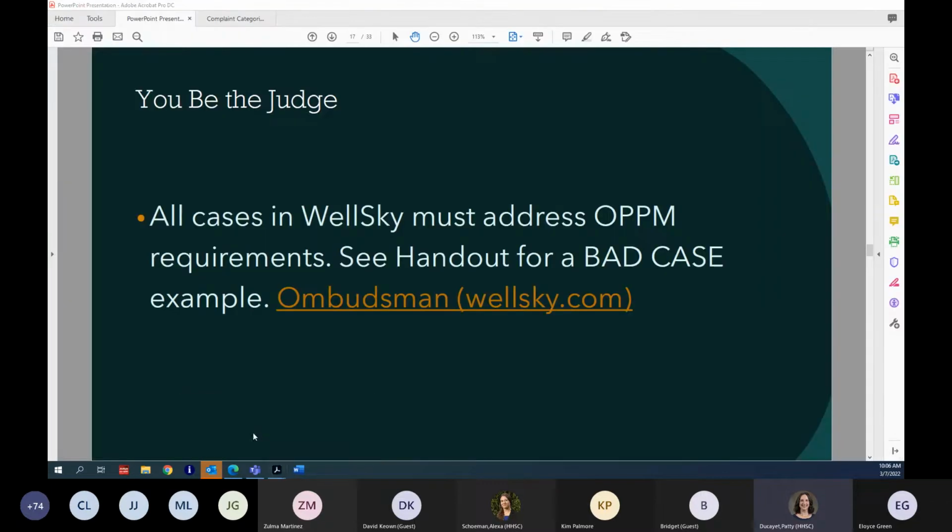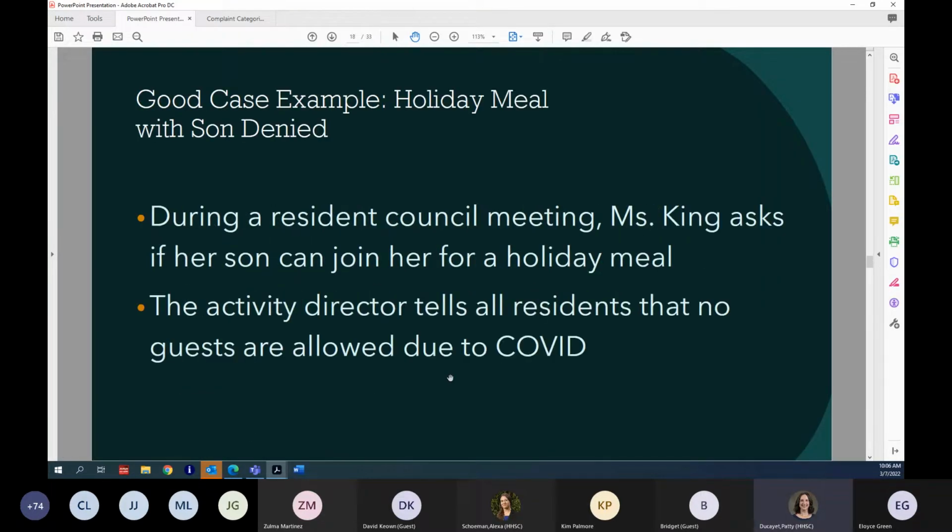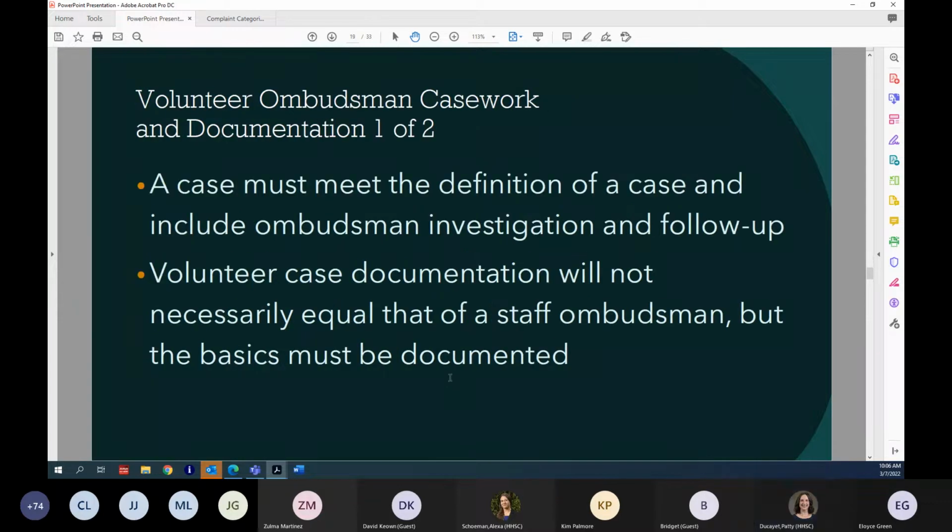Okay, I'm going to come back to my slides here and quickly say a few things. Here's a reminder of the holiday meal, the good case example that I just provided you. And I want to say two more words on two slides about volunteers here. First, a case for a volunteer has to meet the definition of a case and include ombudsman investigation and follow-up.